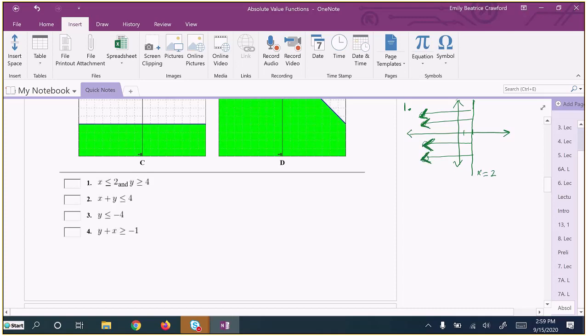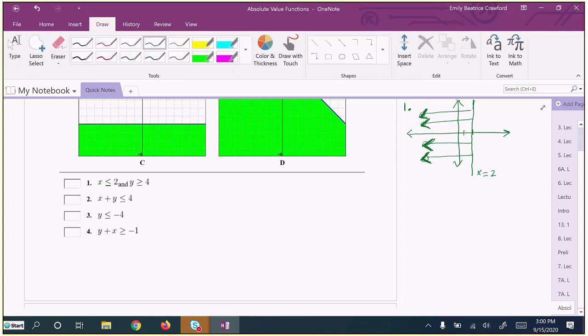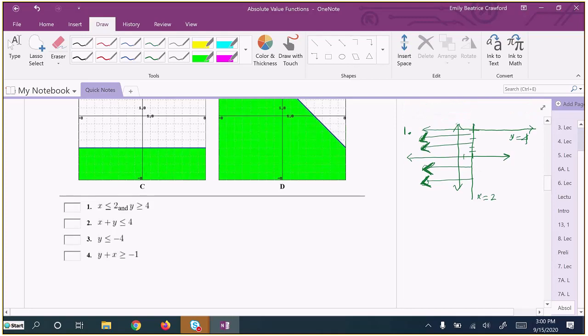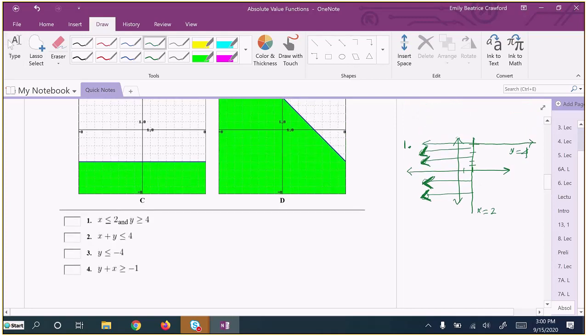The other line is y equal to 4. It is y greater than or equal to 4, but I'm going to just use y equal to 4 to draw the line first. So that will be 1, 2, 3, say 4 here. So this is your line, and that is the line y equal to 4. But I want y greater than or equal to 4. So y should be greater than this line, so it should be upwards. So I'm going to get this direction for y greater than 4.